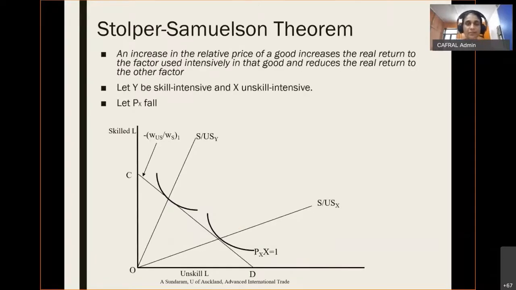All right, so I think we're coming up to a break. So I'm going to see if I can finish Stolper-Samuelson and motivate Rybczynski before we break.